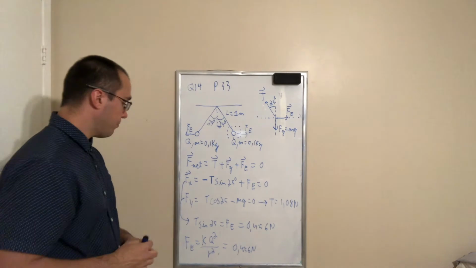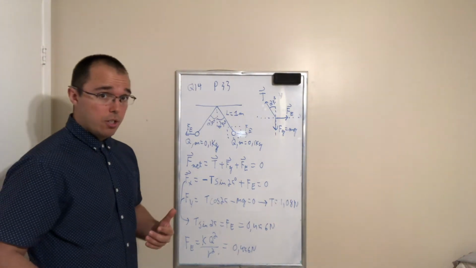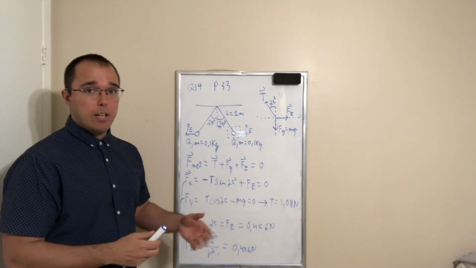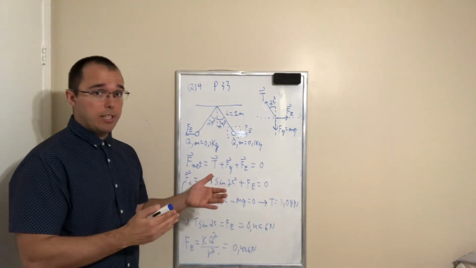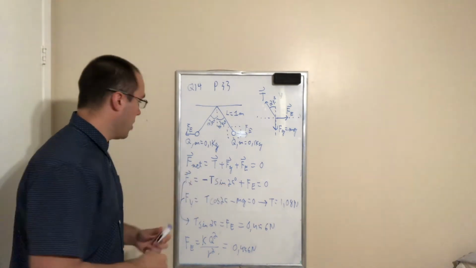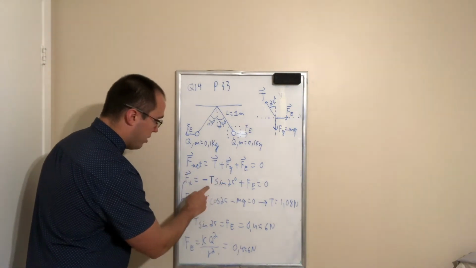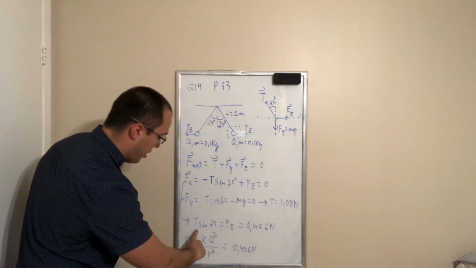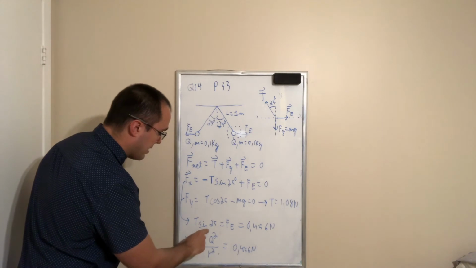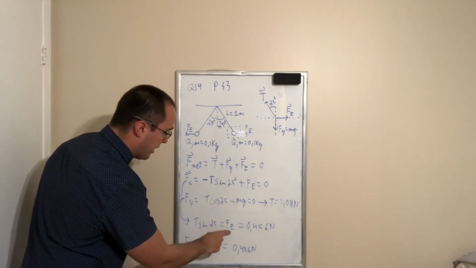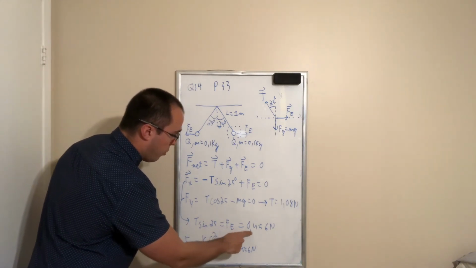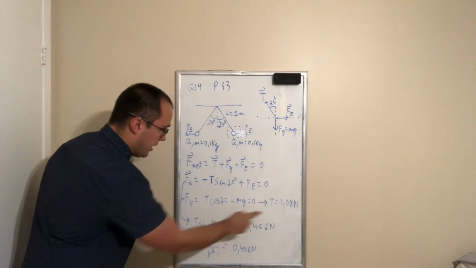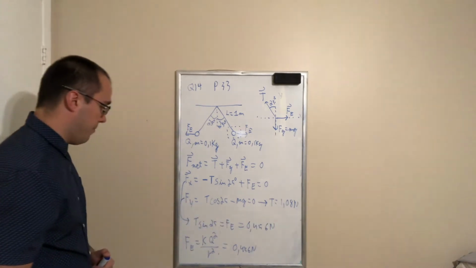All right? Now that we have the tension, we can go back to our first equation and simply input the value for the tension and isolate the electric force. So if we look here, basically we can take that term, flip it on that side, and we end up with tension multiplied by sine 25 is equal to the electric force, which is equal to 0.456 once we input the tension over here multiplied by sine 25.